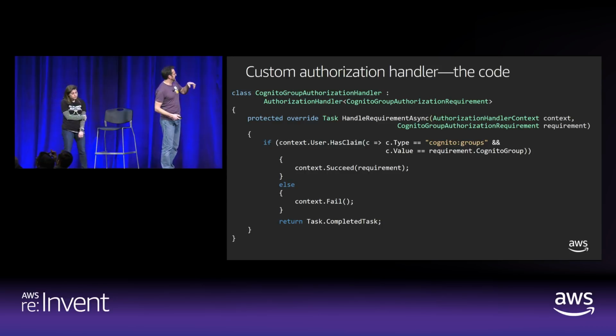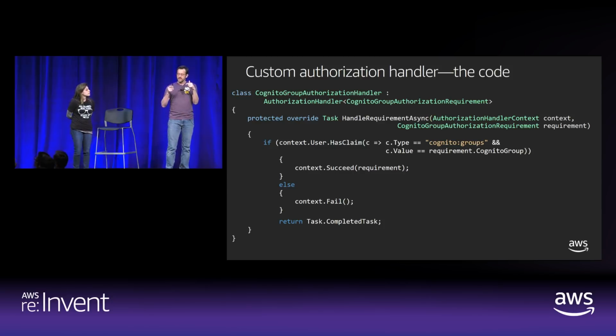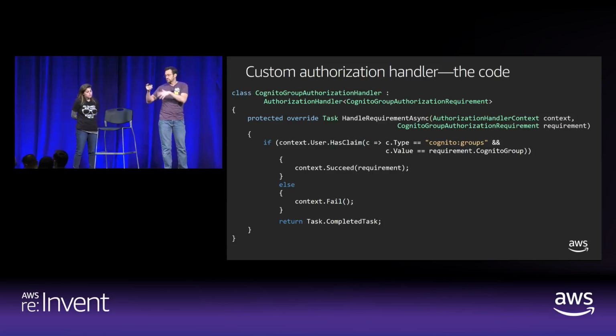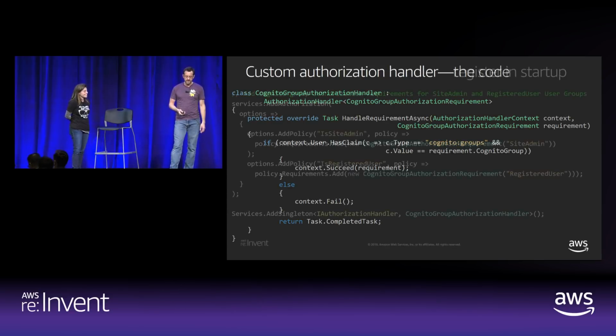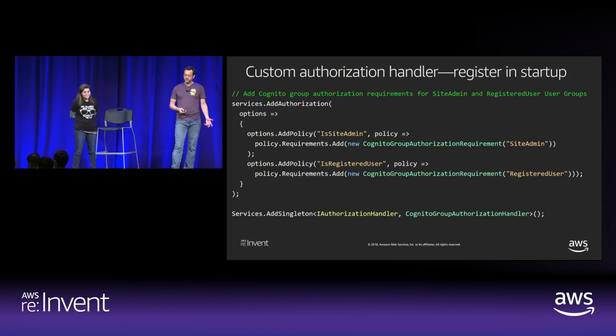But this is literally the whole class. All it does is look at your identity's claims that were passed in from the JWT token, which have already been populated by the middleware into the security principal claims. It's just going to see, do you have a claim of type Cognito groups, and is the value equal to whatever group I'm looking for? And if so, you're in, and if not, fail. And then you get an access denied. And then you just have to register that in startup.